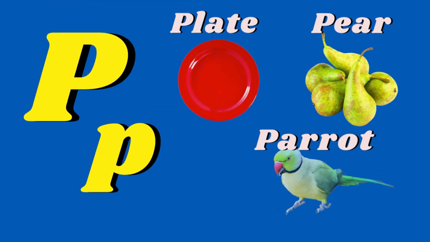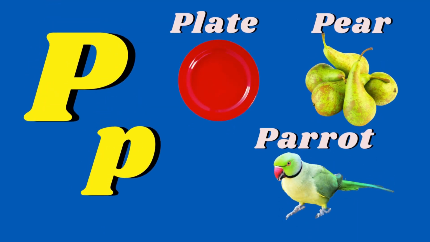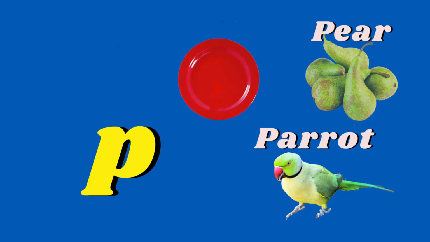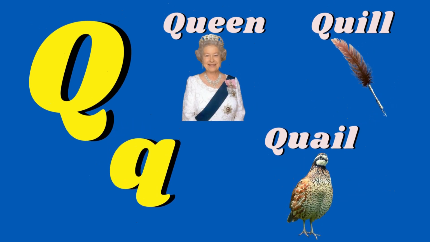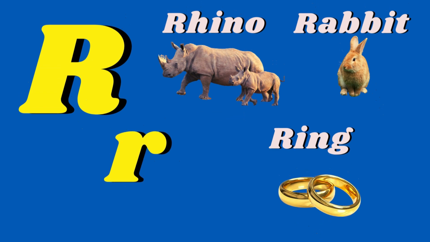P. P for plate. P for pear. P for parrot. Q. Q for queen. Q for quill. Q for quail. R. R for rhino. R for rabbit. R for ring.